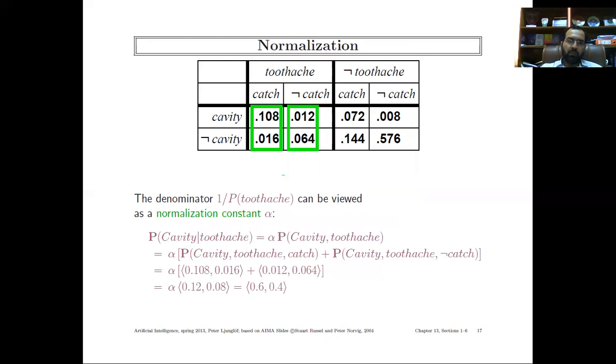That is the concept of normalization. The denominator 1 upon P(toothache) can be viewed as a normalization constant, that is alpha. For example, P(cavity given toothache) is alpha P(cavity, toothache). So here alpha is a normalization constant. So you can take the alpha outside and then you have the probability of cavity, toothache, and catch plus the probability of cavity, toothache and not catch. And here you can calculate the values and that alpha lies between 0.6 and 0.4.